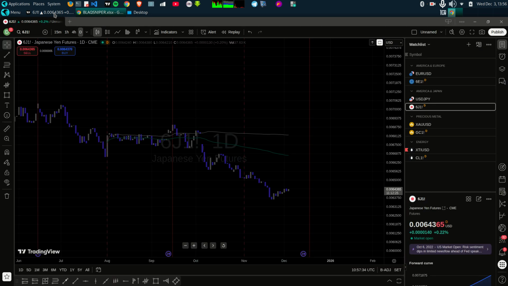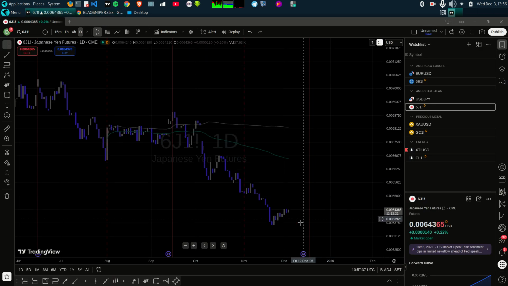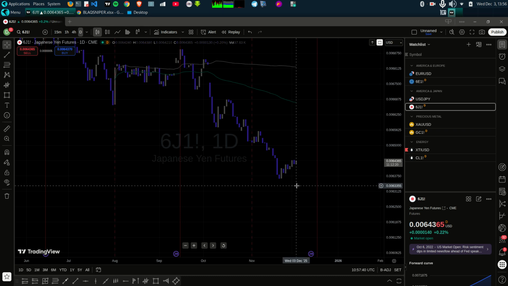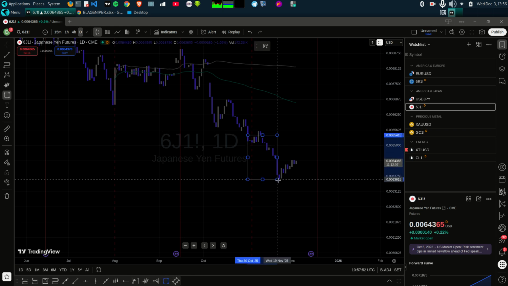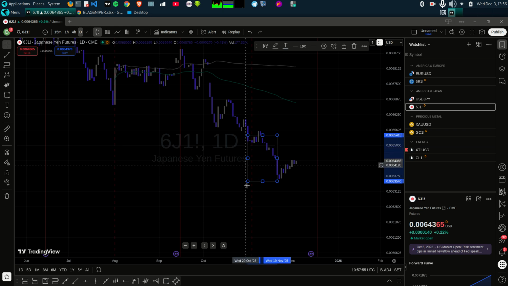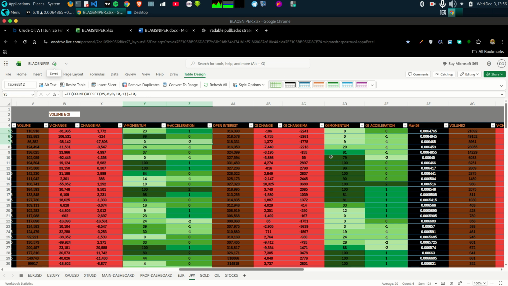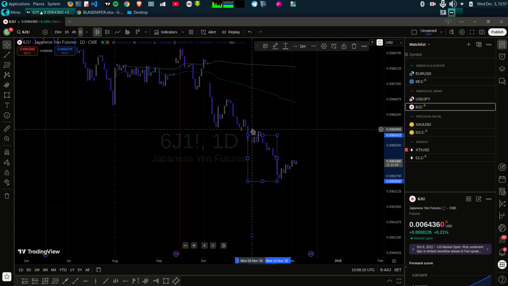Now, looking at the yen, this move right here, we saw an expansion to the downside. This move is an expansion to the downside. Why? Look at this region here. This was an increasing open interest. We saw it right there. Meaning this was a bearish expansion to the downside, a continuation to the downside.